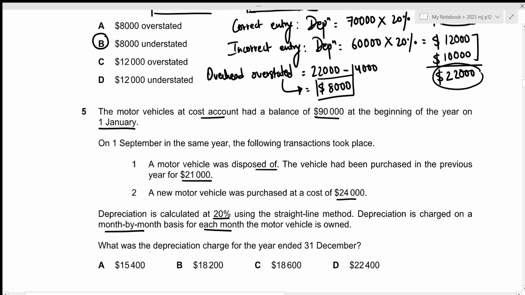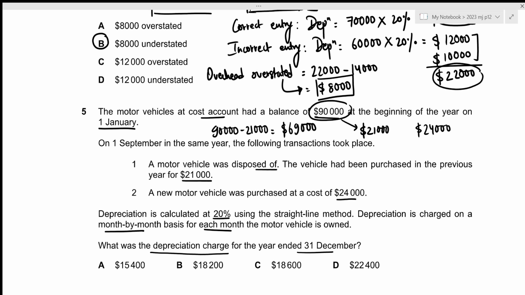Now we need to figure out the depreciation charge for the year ended 31st December. Okay, remember that at the beginning of the year we had motor vehicles with the cost of 90,000, out of which 21,000 worth of vehicles were disposed. So the remaining amount is just going to be 90,000 minus 21,000, which results in 69,000. Okay, and then there was also addition of a new motor vehicle which had the cost of 24,000. Now we just need to figure out the depreciation for these three costs.